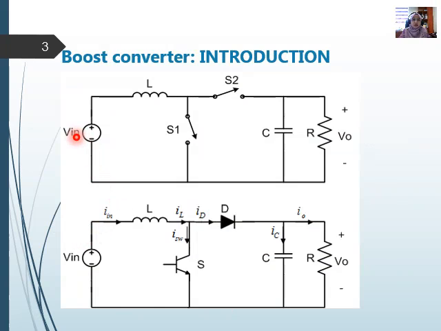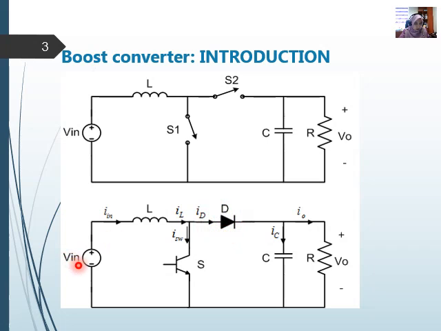Okay, and then for the introduction, there are two ways to implement the boost converter. One is by using two switches which operate in complementary manners. The second one is by using an active switch. We can use a thyristor, IGBT, MOSFET, and others in combination with a freewheeling diode.